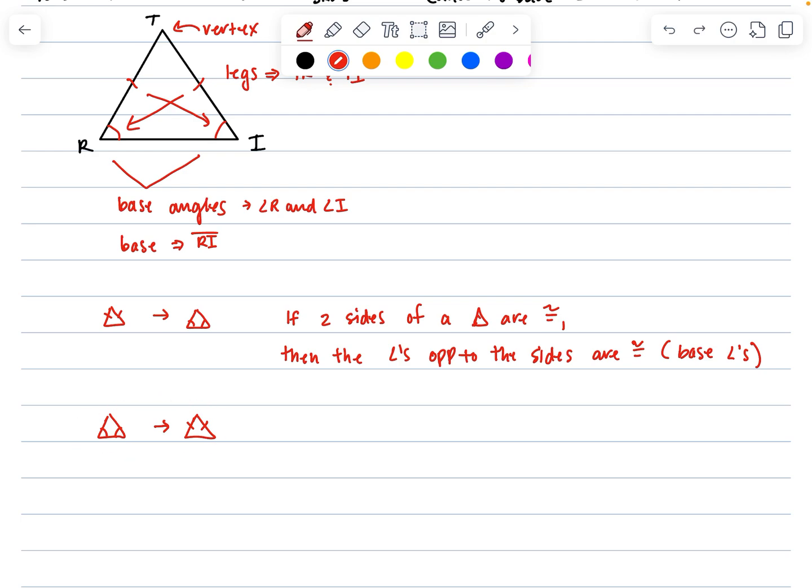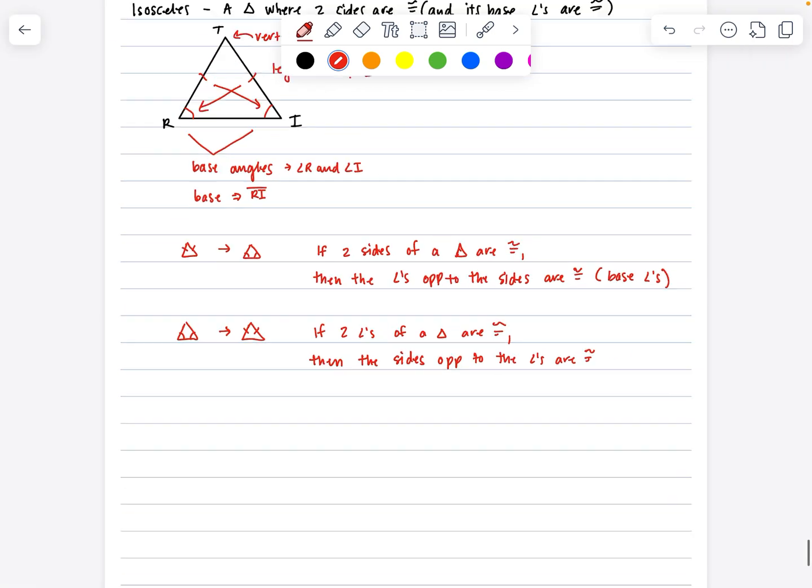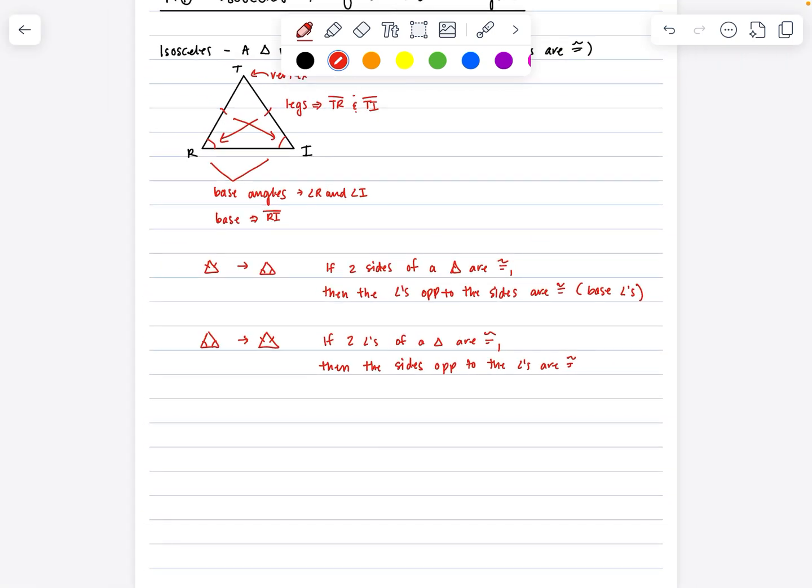A picture is a good explanation as a reason, or if you write this out: if two angles of a triangle are congruent, then the sides opposite to the angles are congruent. Okay? Now, that pretty much wraps it up for isosceles triangles.